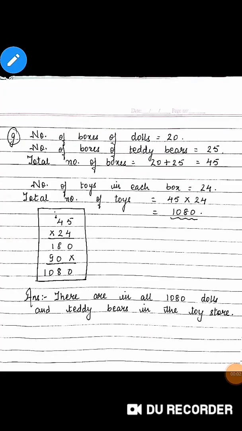Now let us come to word problem G. The toy store had 20 boxes of dolls and 25 boxes of teddy bears. Each box holds 24 of each of them. How many dolls and teddy bears did the toy store have in all?